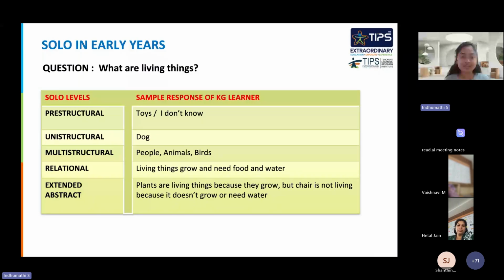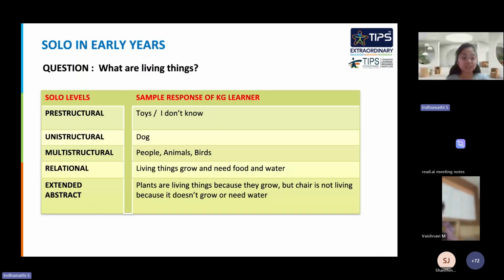And then the extended abstract. Plants are living things because they grow, but a chair is not living because it doesn't grow or need water. So now the child gains the knowledge of what living things are. He applies this knowledge to find out whether a new object is living or non-living. That is, he is applying it to find out another new object. So that becomes the extended abstract.